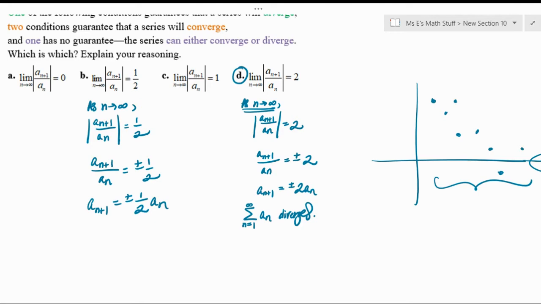And so, what do those do? Well, they certainly go to 0 fast enough. And so we would say in this case, the sum as n goes from 1 to infinity of a sub n converges.